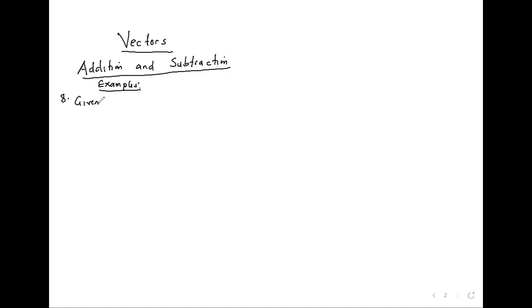Given u is equal to 4j minus k and v is equal to 6i minus 2j minus 7k. Compute a.